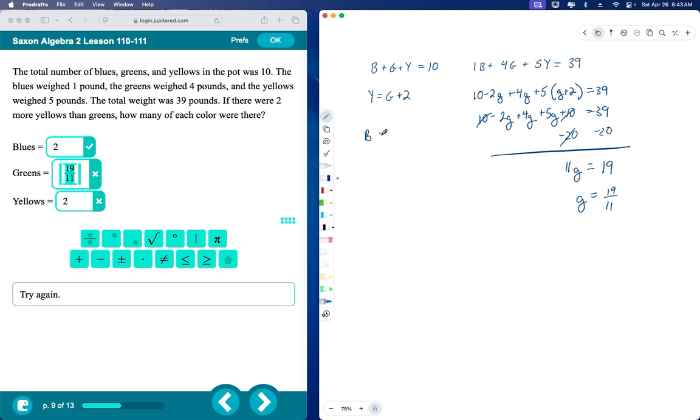All right, b plus g plus g plus 2 is equal to 10. So I've got... no, I didn't do that right. I didn't subtract 2, did I? Oh my goodness, I knew I did something wrong. So I have b plus 2g is equal to 8. So b is equal to 8 minus 2g. Hello, how did I not catch that?